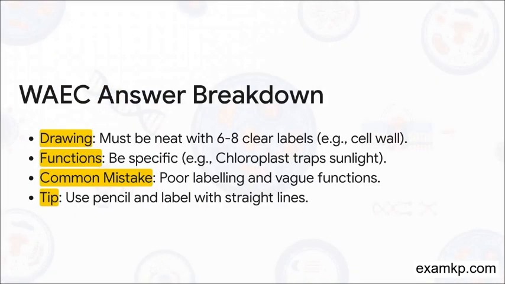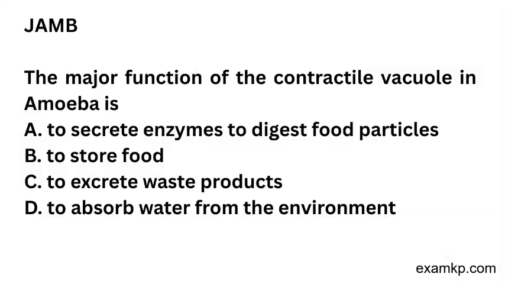So, how do you score full marks on this? First, your drawing needs to be large and clear. Use a pencil. And for your labels, use a ruler to draw straight horizontal lines to at least 6 or 8 parts. For the functions, be precise. Don't just say chloroplast for food. No, say chloroplast is the site of photosynthesis. See the difference? The number one mistake students make is messy labeling with wobbly lines. Don't be that student.